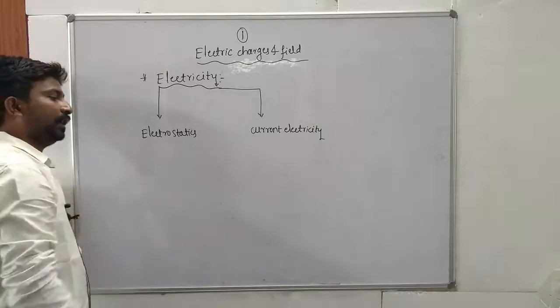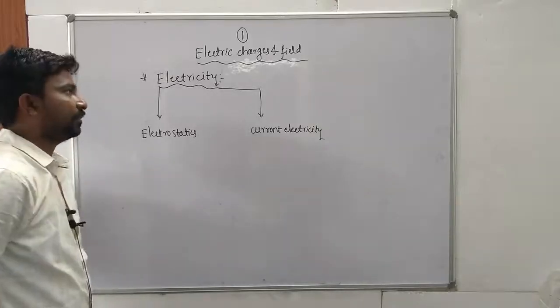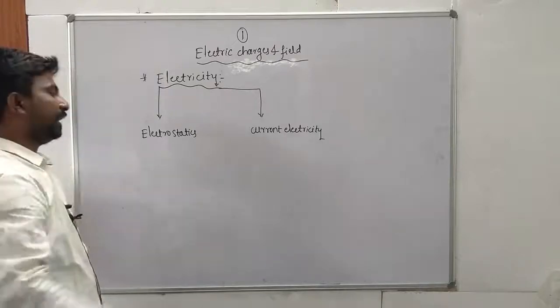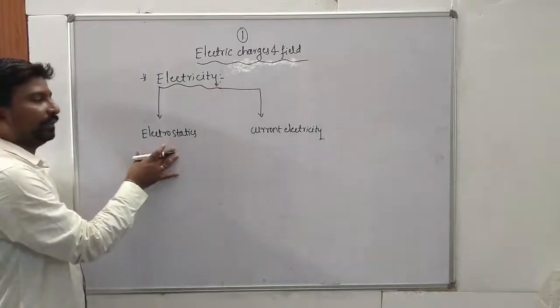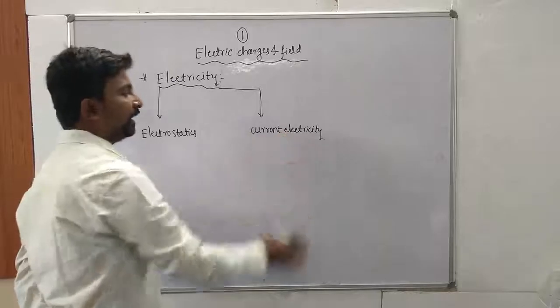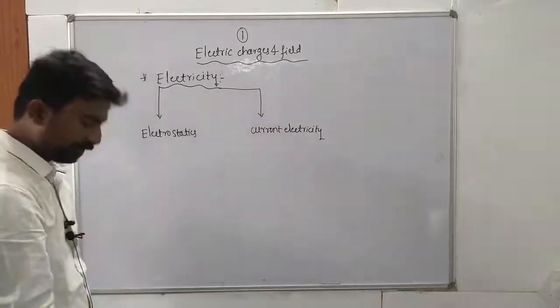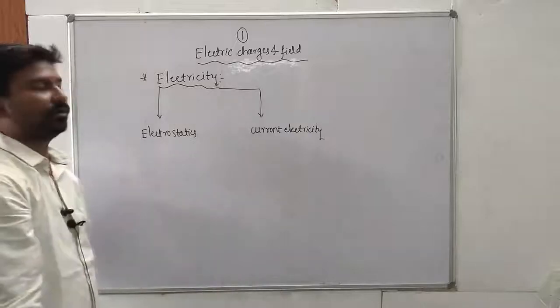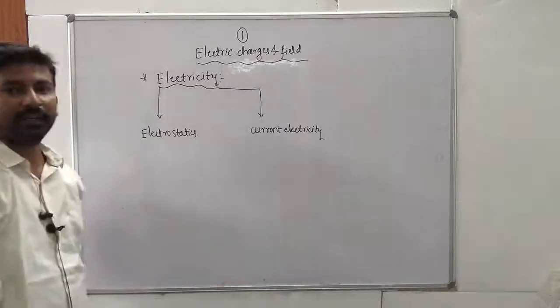So first, electrostatics. It is a branch of physics which deals with the study of charges at rest. That is called electrostatics. Current electricity is again a branch of physics which deals with the study of charges in motion. That is called current electricity.